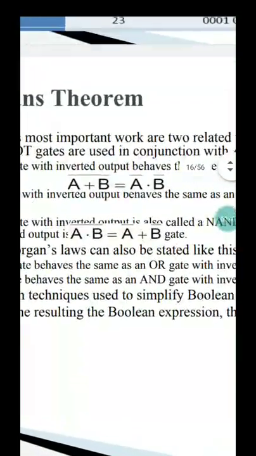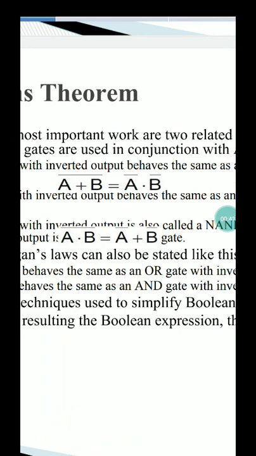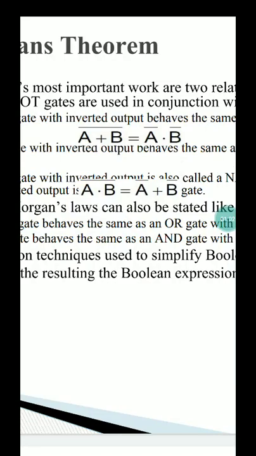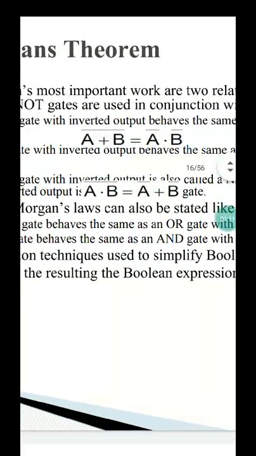So if you look at the first statement, that is (a plus b) whole bar, that is a NOR gate, which is equivalent to an AND gate having inverted inputs a bar and b bar. The second statement, (a dot b) whole bar, is a NAND gate, which is equal to an OR gate having inverted inputs a bar and b bar.